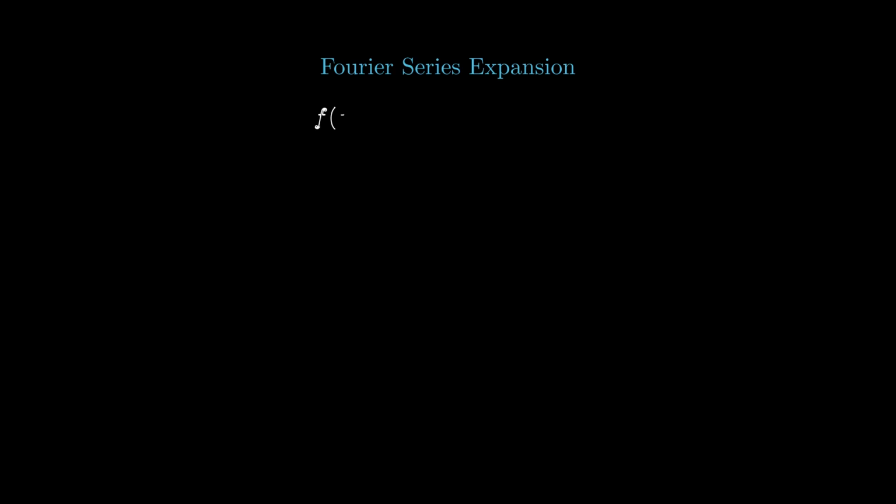We are given a periodic function f of t equals t squared minus t, defined on the interval from minus pi to pi, with period 2 pi. Our goal is to obtain the full Fourier series expansion of this function.